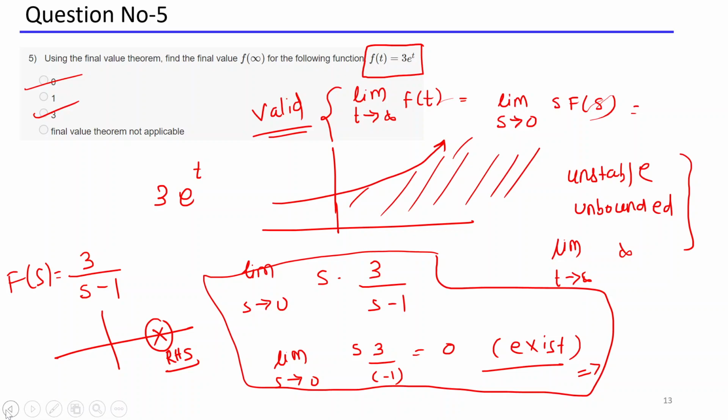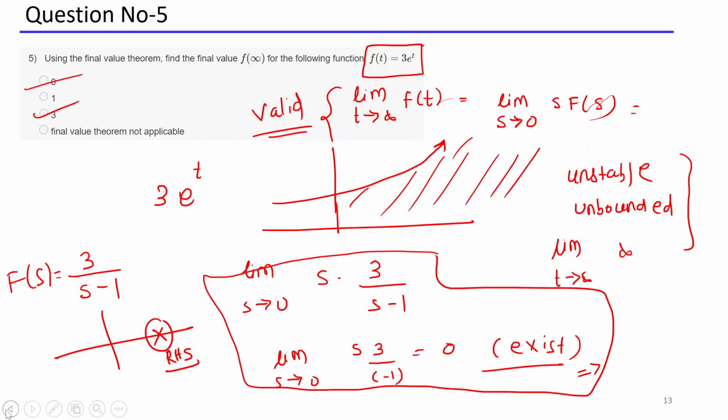I think, Sir, for specific functions we can check, but for given transfer functions in terms of s, first we have to check whether it is stable or not, whether it is an unstable system. Okay, sir.